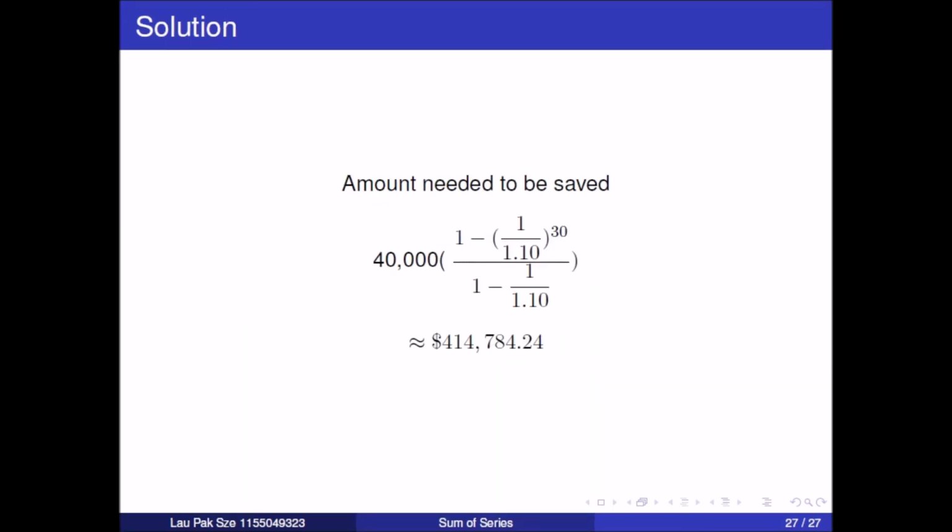So the amount needed to be saved will equal 40,000 times 1 minus the whole bracket 1 over 1.1 to the power of 30, over 1 minus 1 over 1.1. Then this will be around 450,000.